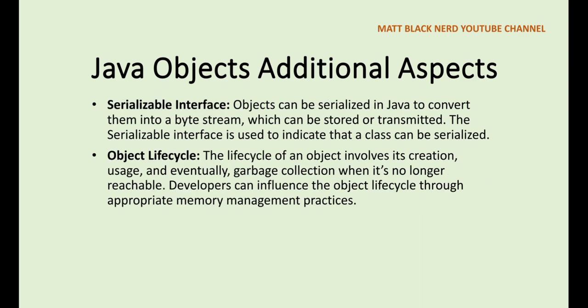Serializable interface. Objects can be serialized in Java to convert them into a byte stream, which can be stored or transmitted. The Serializable interface is used to indicate that a class can be serialized. Object lifecycle. The lifecycle of an object involves its creation, usage, and eventually garbage collection when it is no longer reachable. Developers can influence the object lifecycle through appropriate memory management practices.